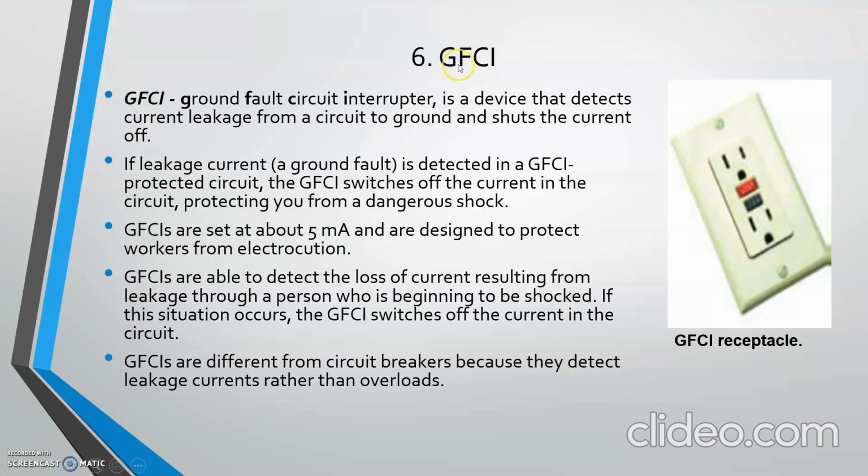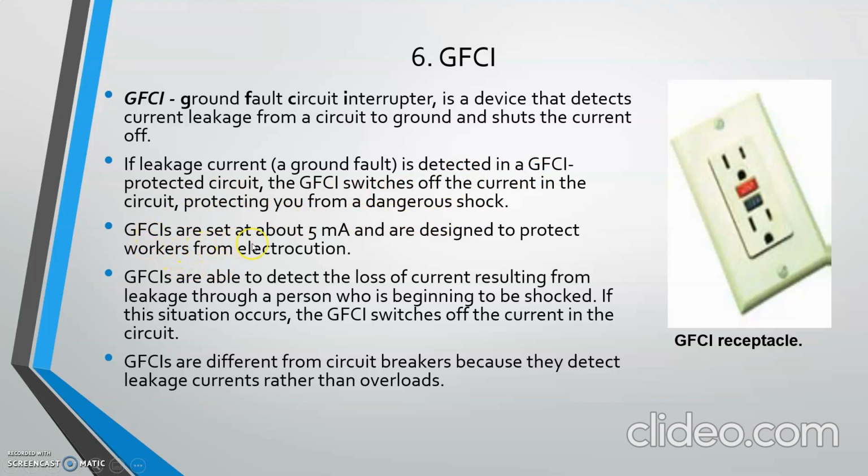Okay, next is GFCI. This is a ground fault circuit interrupter. It's a device that detects current leakage from the circuit to ground and shuts the current off. So if leakage current is detected in a GFCI protected circuit, the GFCI will switch off the current in the circuit, so it protects you from a dangerous shock.